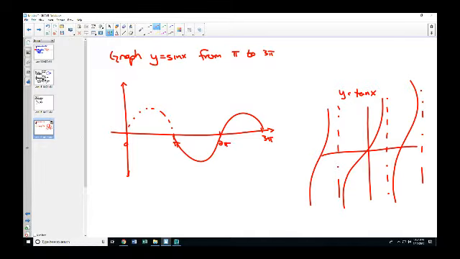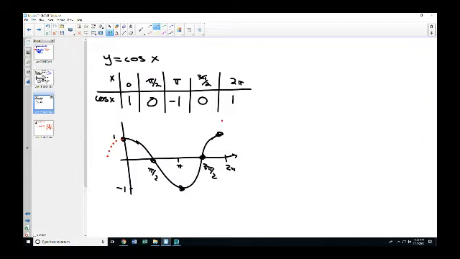Tangent is sine over cosine. Why is there a vertical asymptote? The denominator is 0. Sine over cosine, right? So where cosine is 0, vertical asymptote. Right, so if we look at our cosine graph, vertical asymptote for tangent, vertical asymptote for tangent.